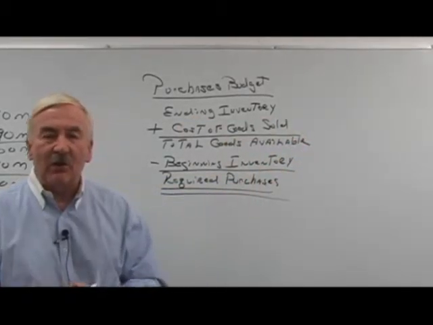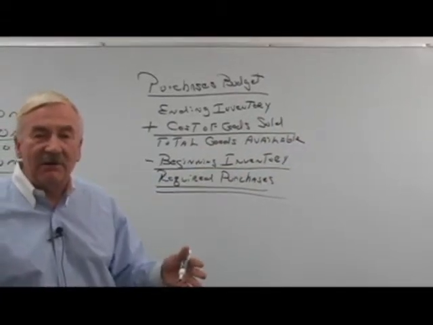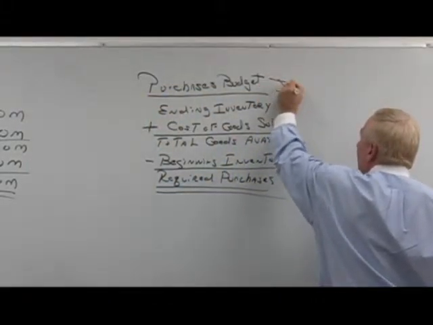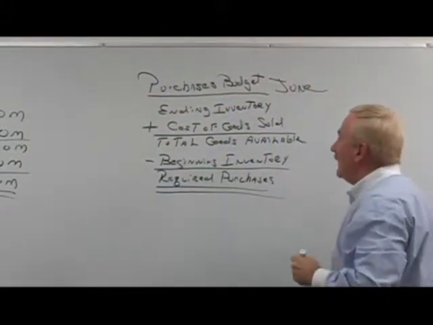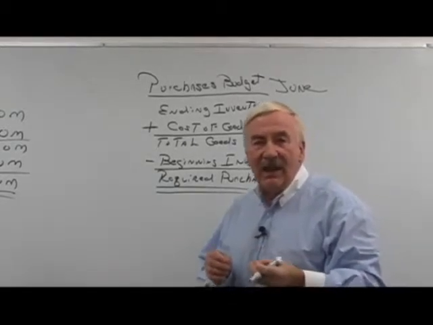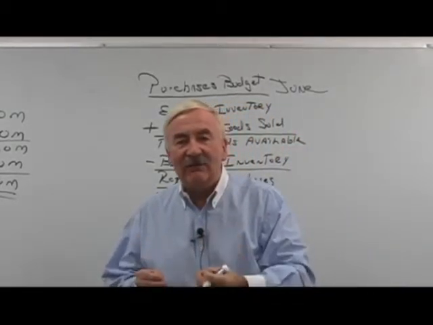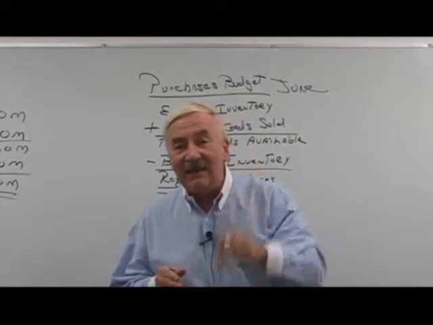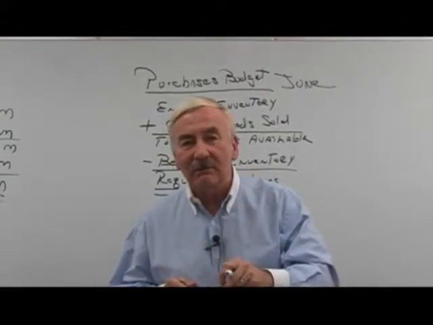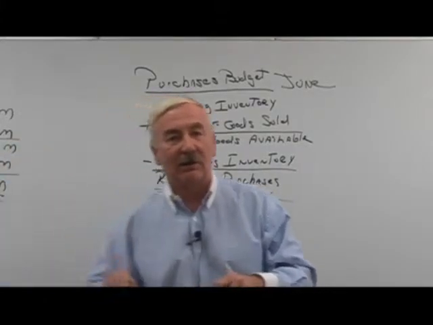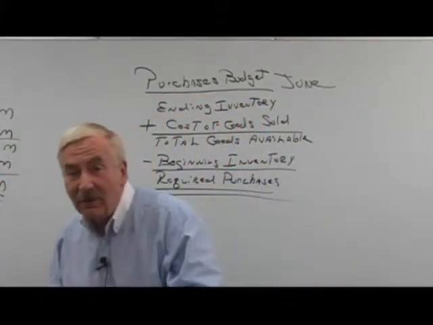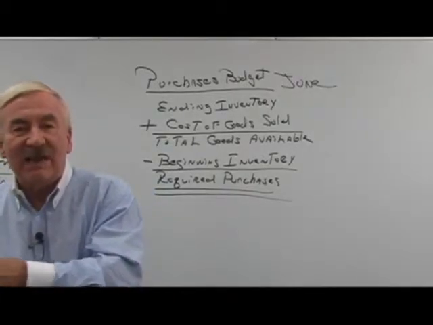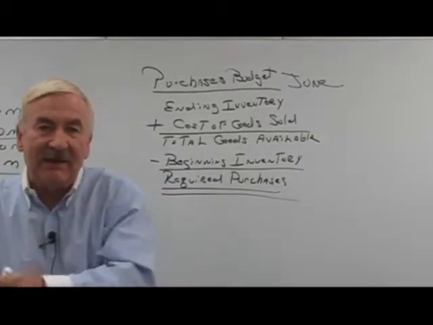next month. So, if this were a purchases budget for the month of June, I have to determine how much I need to have in ending inventory at the end of June. And that's critical because the ending inventory for June becomes July's beginning inventory. Why is that important? Because I better have enough goods on hand in the beginning of July to satisfy my customers' needs in the beginning of July.